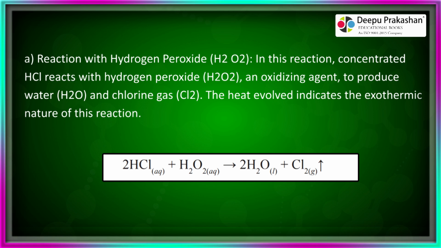In this reaction, concentrated HCl reacts with hydrogen peroxide, H2O2, an oxidizing agent, to produce water, H2O, and chlorine gas, Cl2. The heat evolved indicates the exothermic nature of this reaction.